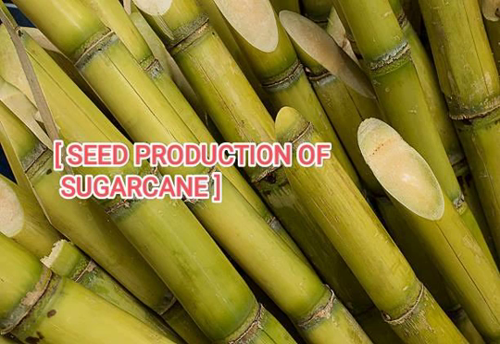2. Time of planting. The planting of seed crops should be so adjusted that the seed crop is harvested at 8 to 10 months in tropical and at 10 to 12 months in subtropical regions of the country.